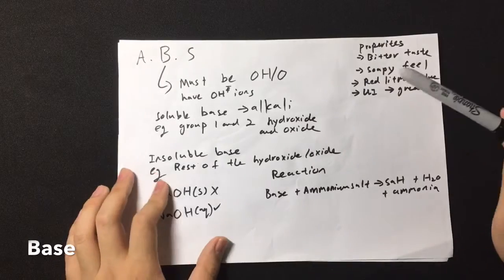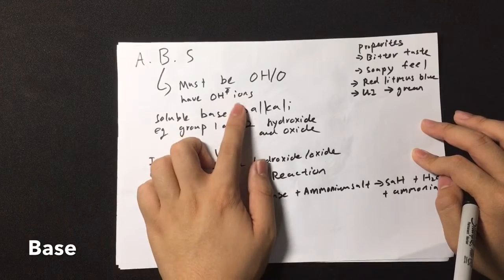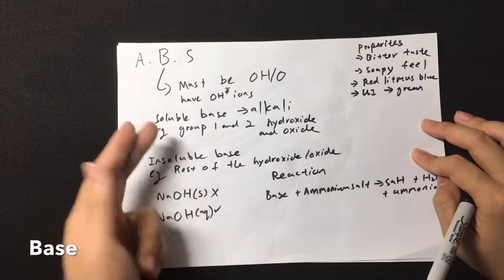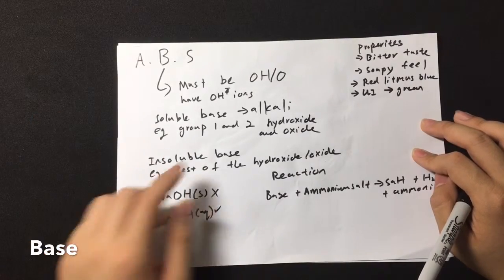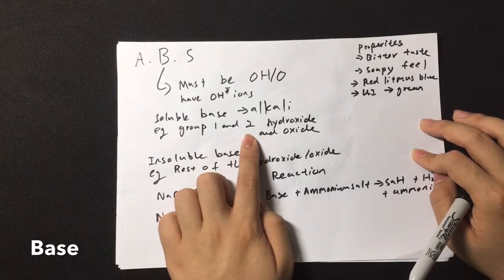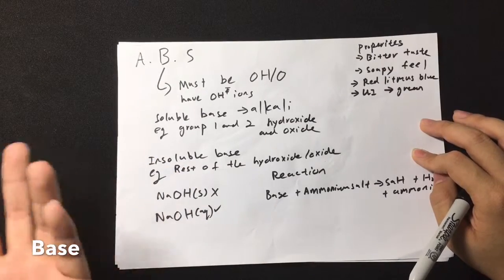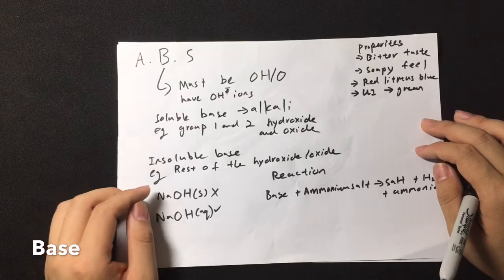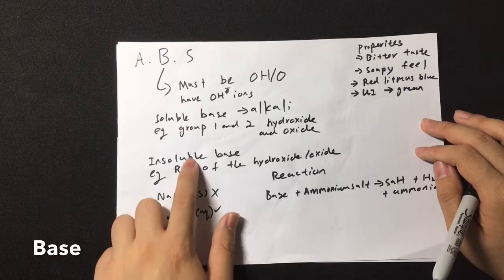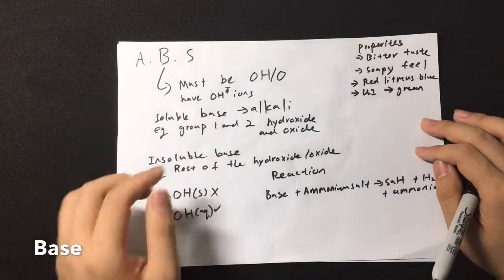Now we will move on to bases. All bases must be a hydroxide or oxide, and must possess OH- ions. There are two types of base, a soluble base and an insoluble base. A soluble base, as the name suggests, dissolves in water. That's why you'll get the OH- ions. Most of the soluble bases are in group 1 and group 2. So it's sodium hydroxide, calcium hydroxide, all the group 1 and group 2 hydroxides and oxides. And the insoluble bases are the rest. So if it's insoluble, it's an insoluble base. For soluble, it must be a soluble base.